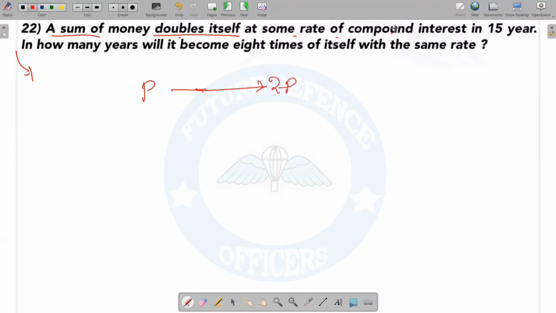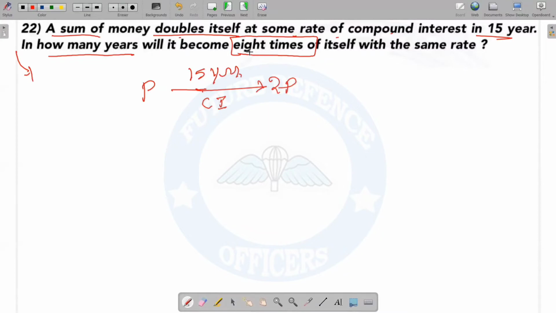At some rate of compound interest, in 15 years, means this time period is 15 years. They are giving compound interest. They are asking in how many years it became 8 times. Now you want this as 8P. How much time will it take?